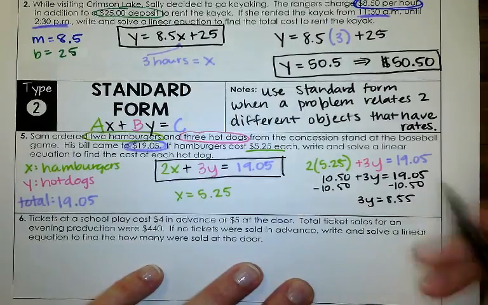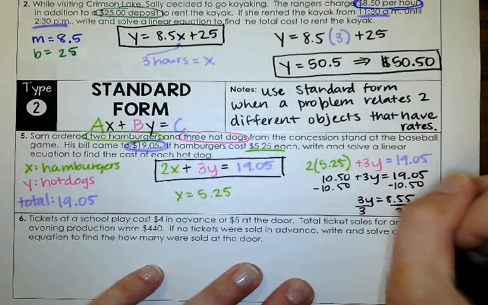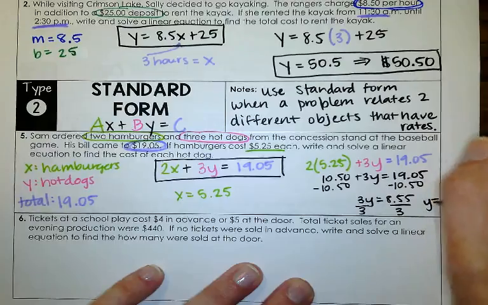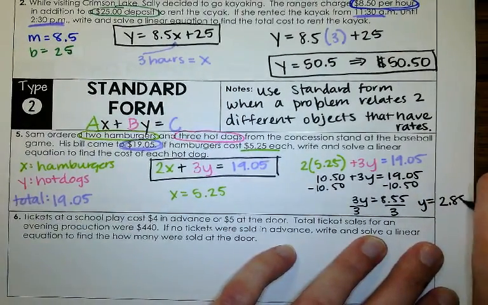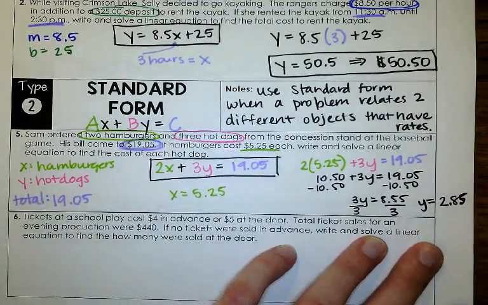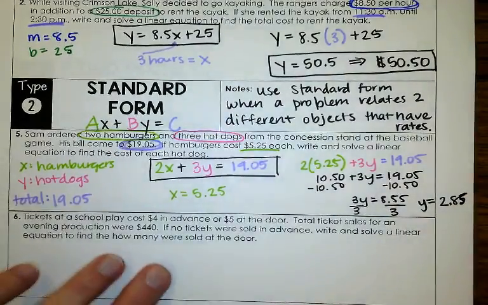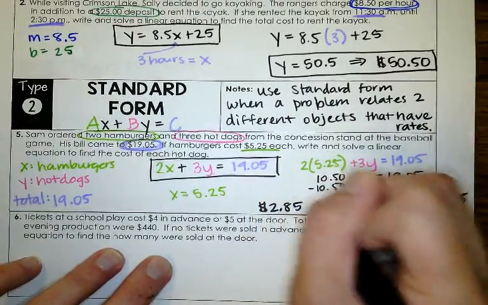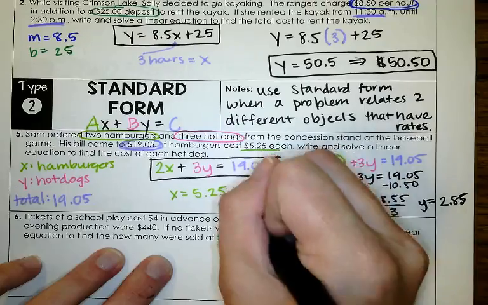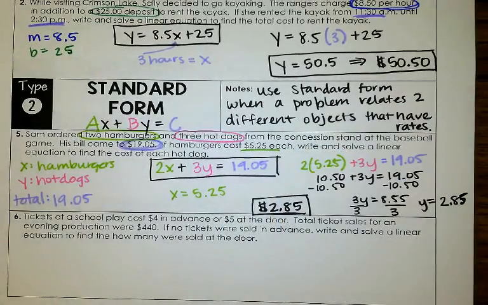So now we divide by 3. And each hot dog costs what? $2.85. Okay? So I'd probably go over here and write $2.85 would be my hot dogs. Does that make sense? Do y'all feel pretty good about this?